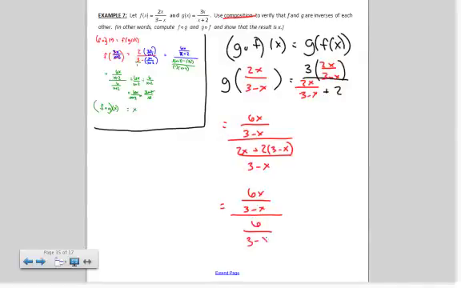So going to the next step, of course, you could write that as the division, but hopefully you could go straight to 6x over 3 minus x times 3 minus x over 6. You can see what cancels. That goes. All goes. And we get g of f of x equal to x. Now, therefore, we have shown f of g of x equals x. We have shown g of f of x equals x. Therefore, f and g are inverses of each other.